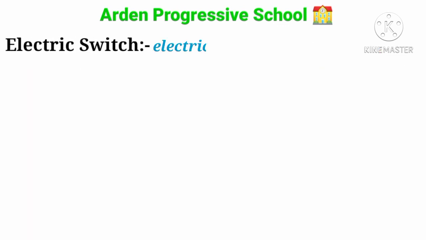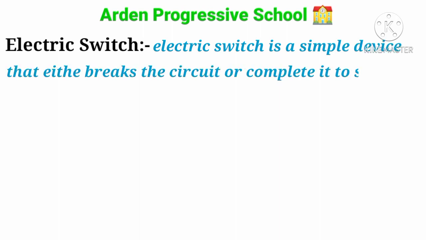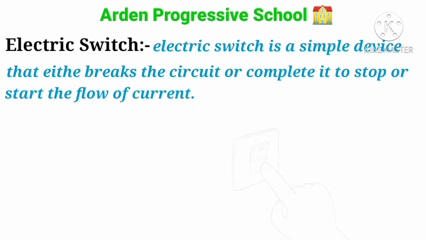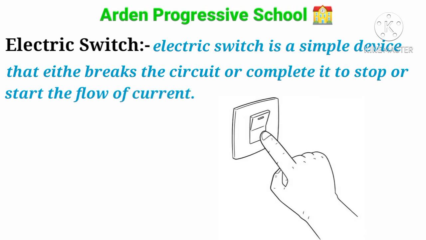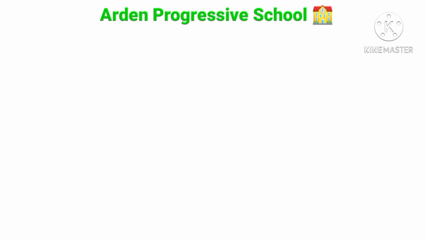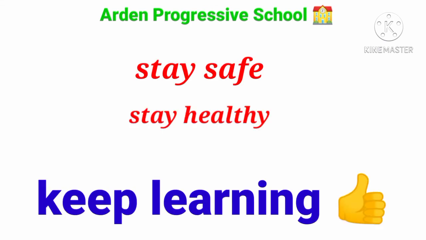Now, what is an electric switch? An electric switch is a simple device that either breaks the circuit or completes it to stop or start the flow of current. So students, today we have completed so many definitions. You have to write all these definitions in your copy and you also have to learn them.